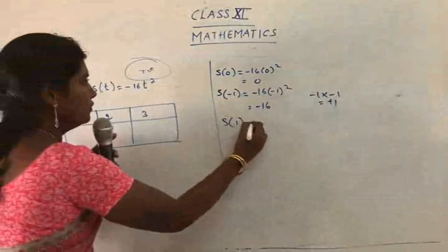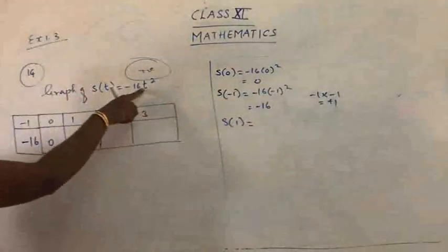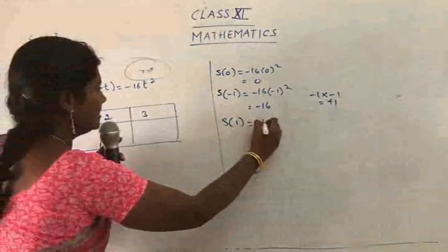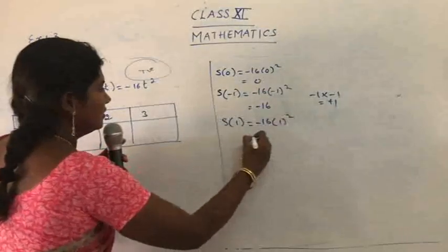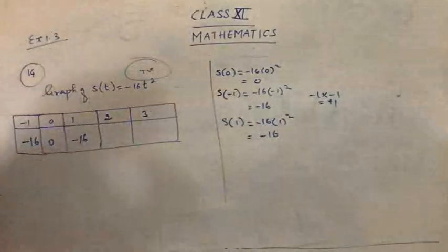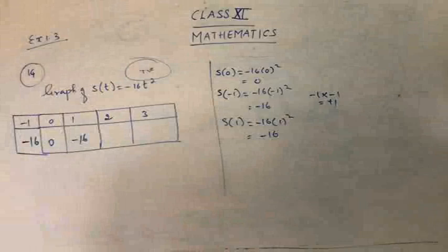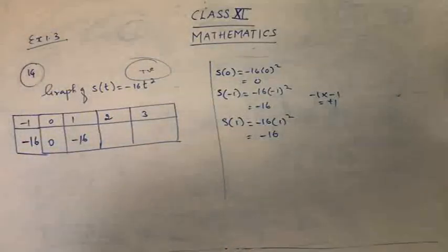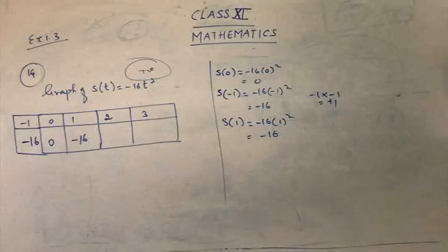S of 1 is equal to, just in place of t you have to put the 1. Minus 16 into 1 square, minus 16. Find for 2 and find for 3. Try out for 2 and try out for 3 and fill the table.